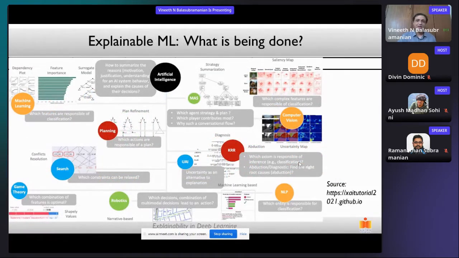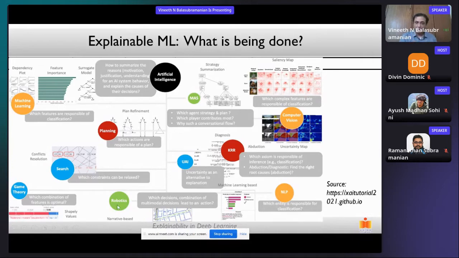So in terms of what is being done itself, as I mentioned a few minutes ago, there has been an immense amount of work in this space over the last few years. Within the scope of AI, whether you talk about machine learning, computer vision, multi-agent systems, robotics, search, game theory, or planning, the notion of explainability differs. In machine learning, often the question translates to which features are responsible for classification. Similarly, in computer vision, it could be which complex features are responsible for classification. Or in NLP, it could be which entity is responsible for classification.